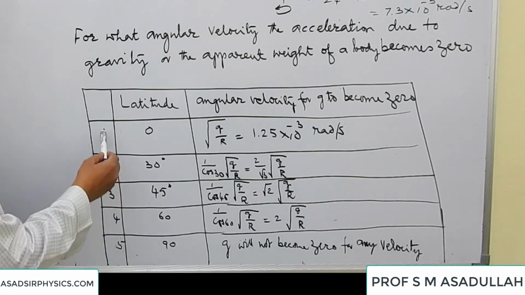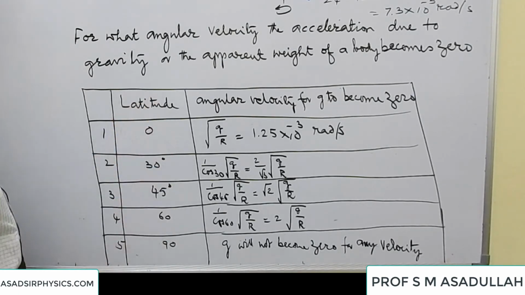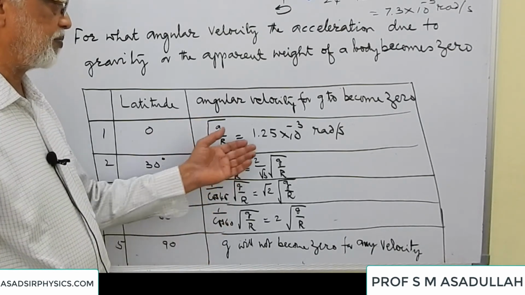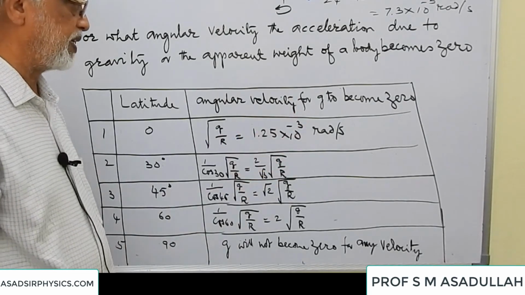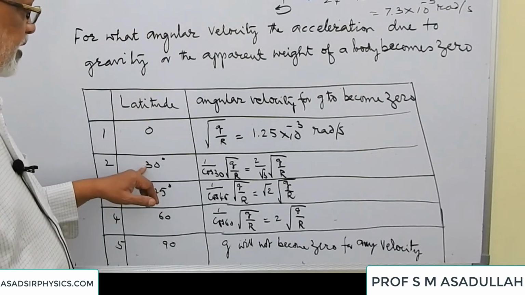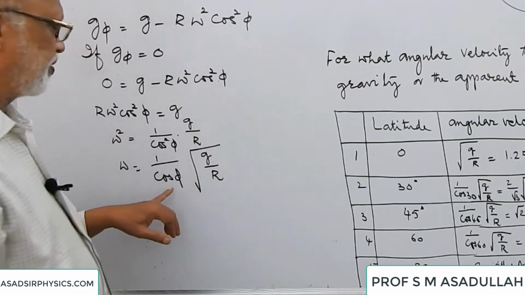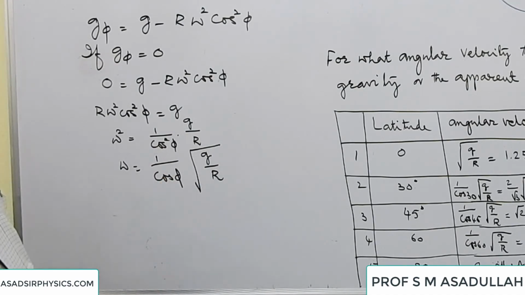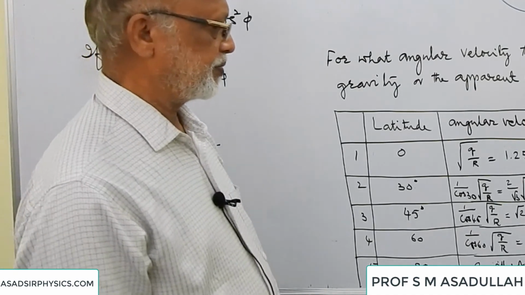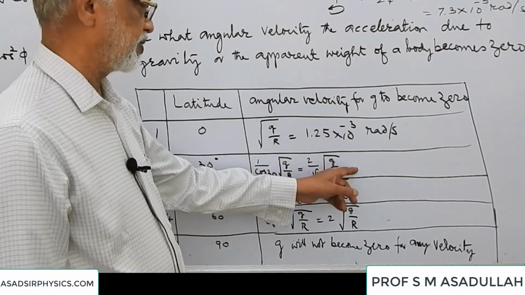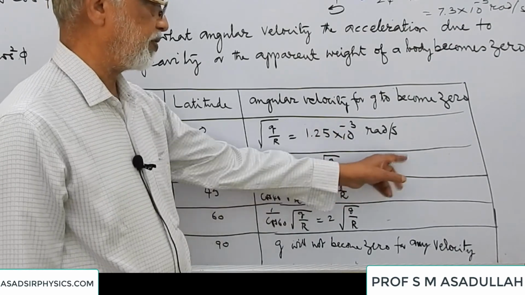First, let us consider a point at the equator. Its latitude is 0, so omega is √(g/R). We know the value of √(g/R) is 1.25 × 10^-3 radian per second. Now we are going to a place of latitude 30 degrees. Then in this formula, we have to write 30 degrees, so 1 / cos 30 times √(g/R). Cos 30 is root 3 by 2, so it will become 2 / √3 times √(g/R), so 2 / √3 × 1.25 × 10^-3.